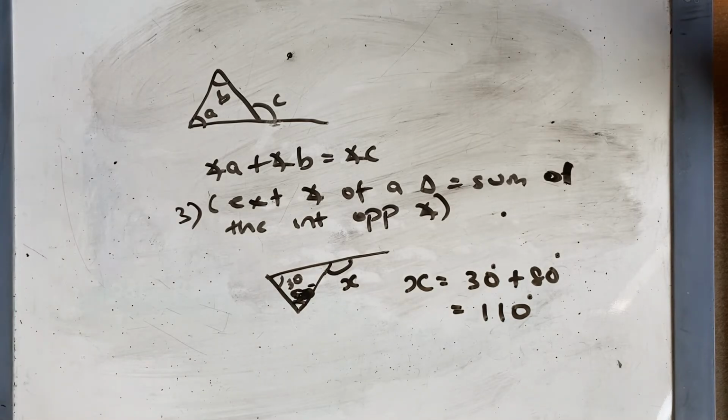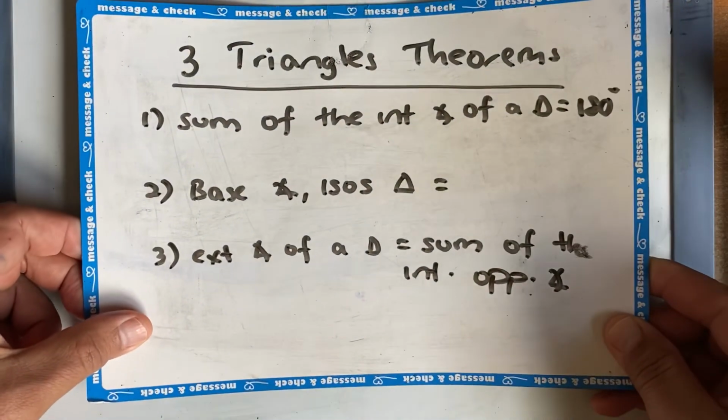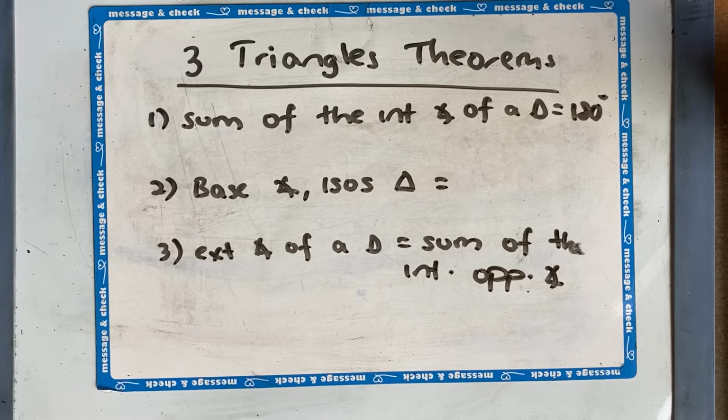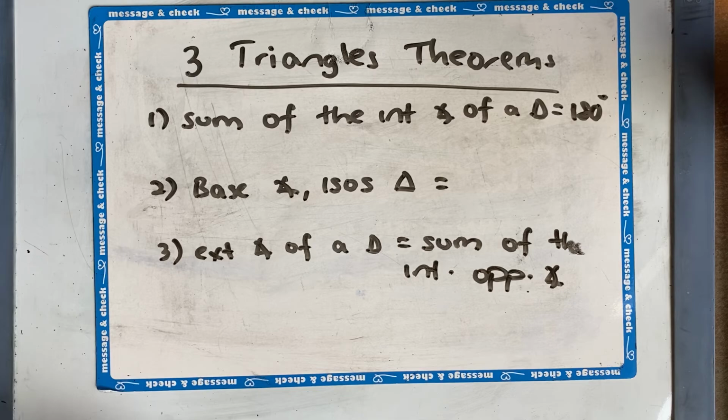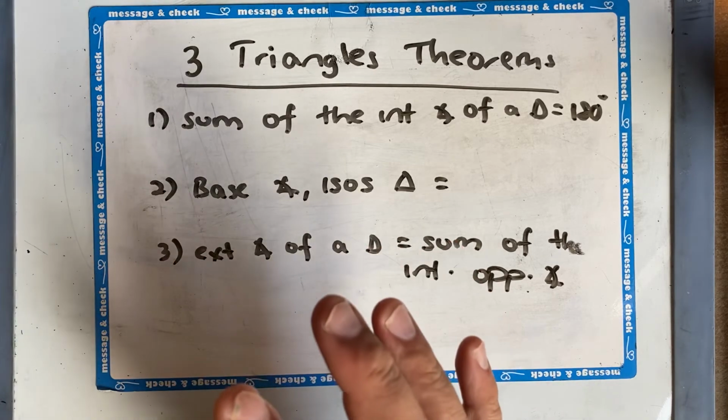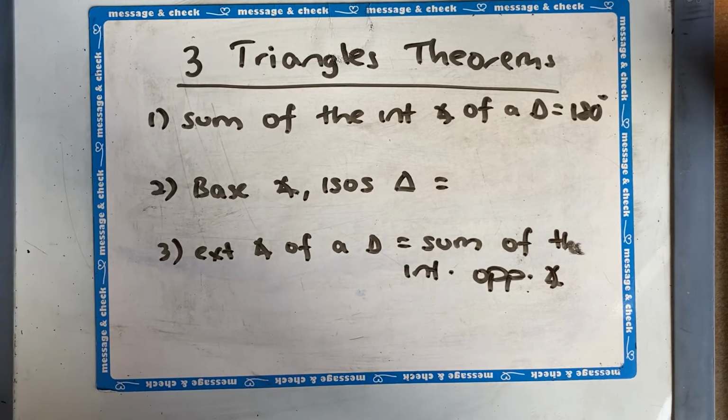To recap the 3 theorems that we learned: the first theorem is called the sum of the interior angles of a triangle add up to 180. The second theorem is base angles of an isosceles triangle are equal. And the third theorem is exterior angle of a triangle equal to the sum of the interior opposite angles. Remember all your theorems and you'll be all good for your exam.